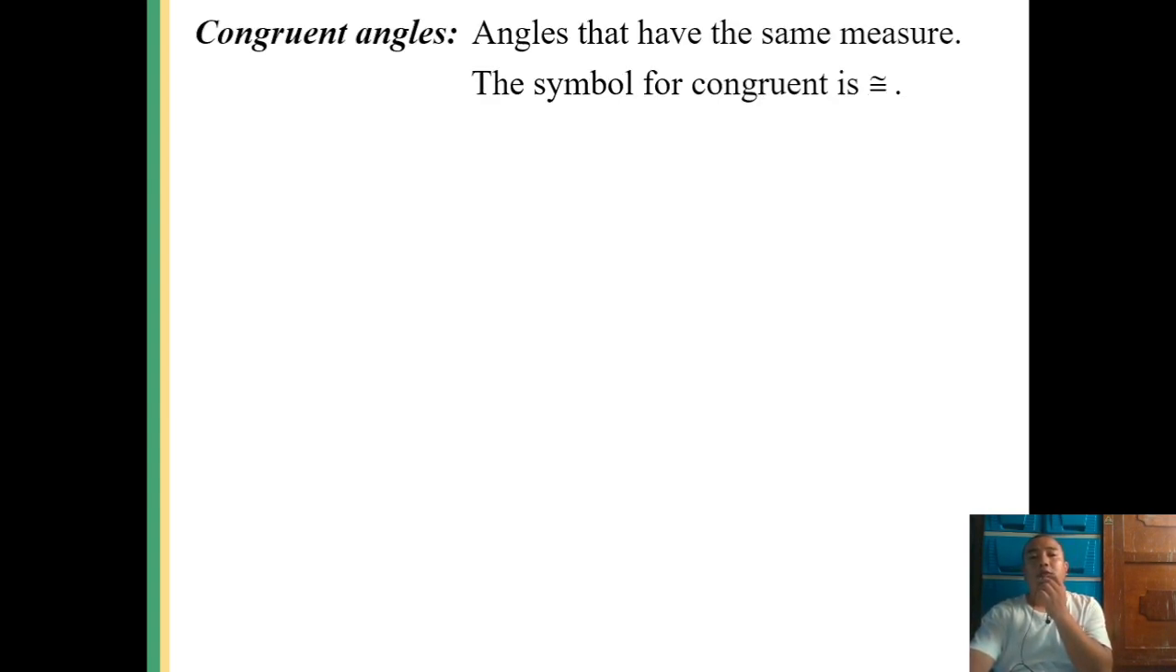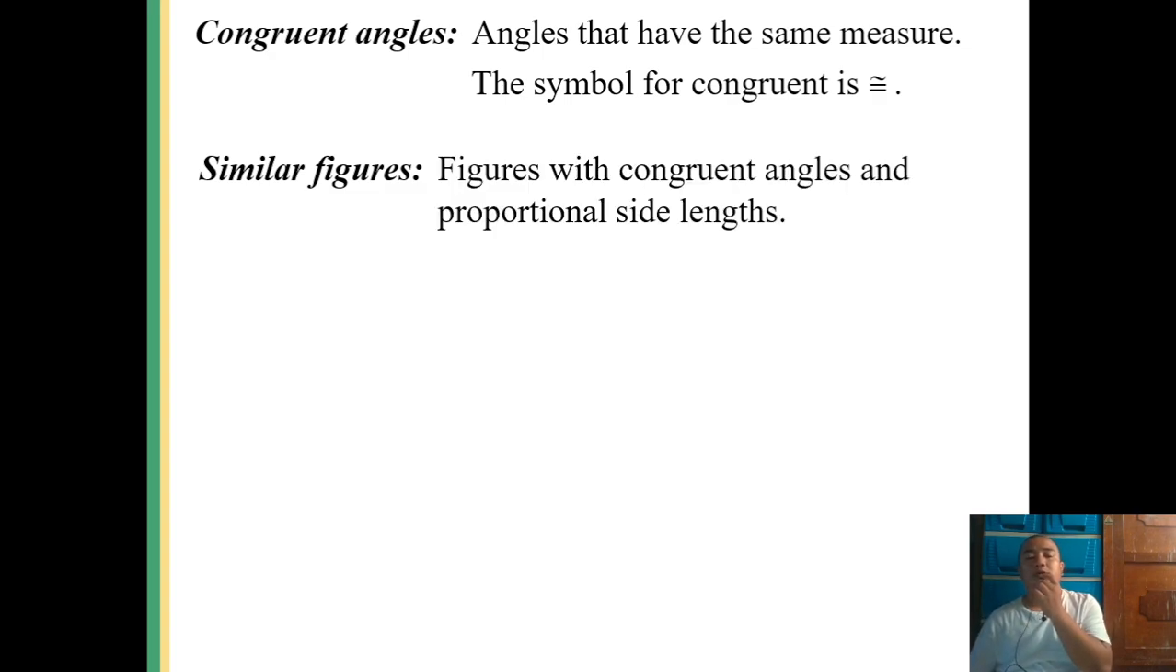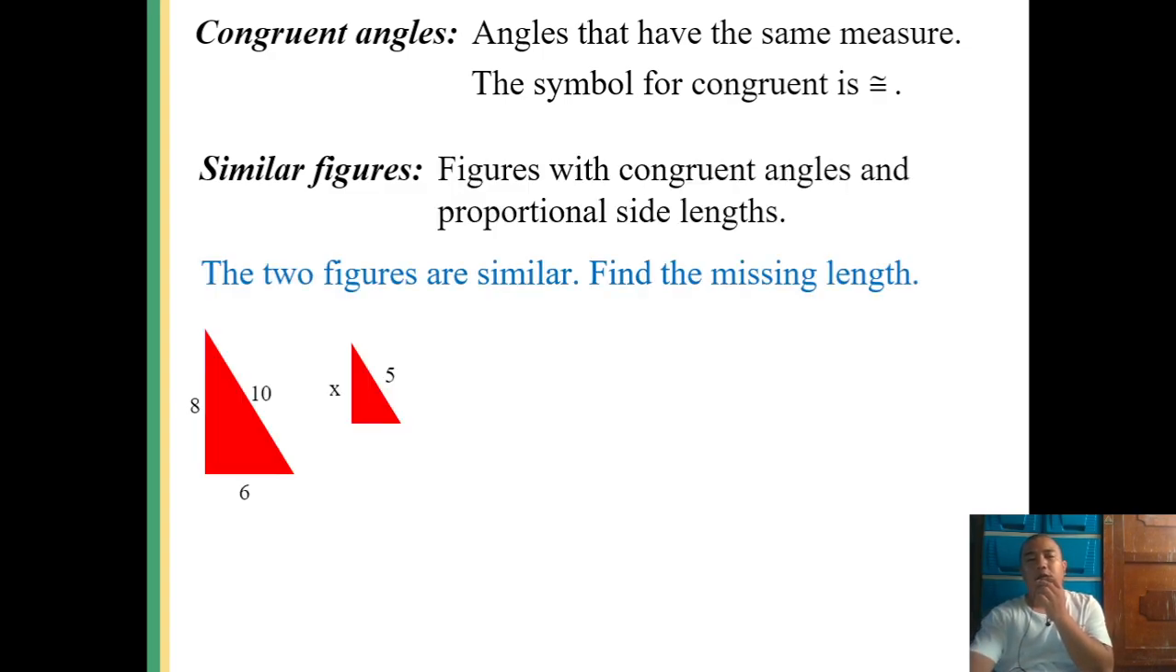Congruent angles are angles that have the same measure. The symbol for congruent is this one. It has an equal sign plus the similarity sign at the top. Similar figures are figures with congruent angles and proportional side lengths. The two figures are similar.